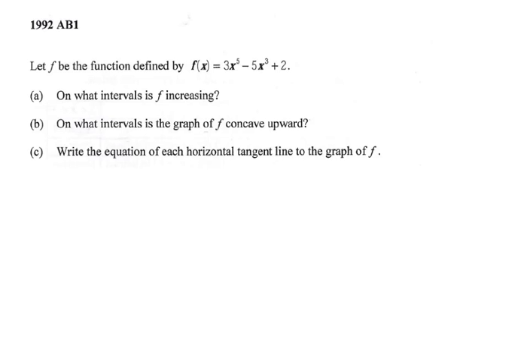1992 AB1, we have the function f of x is 3x to the fifth minus 5x to the third plus 2. In part A, we're asked to find on what intervals f is increasing. f of x increases when f prime of x is positive. So how do we find where the first derivative is positive?